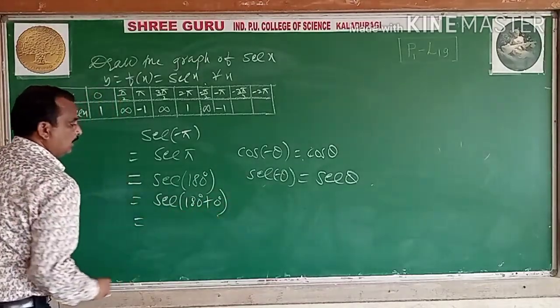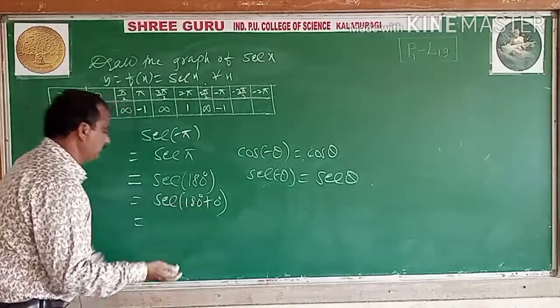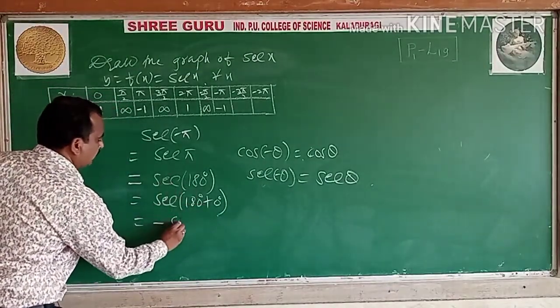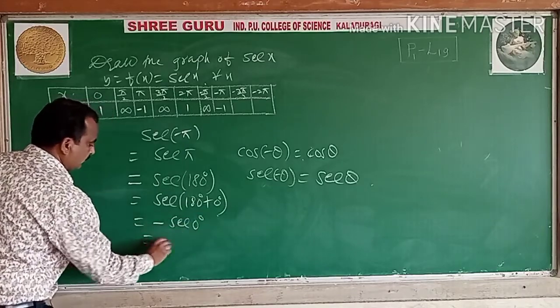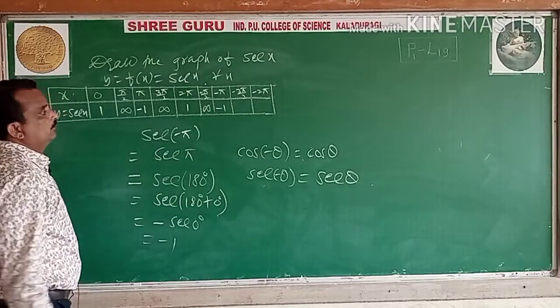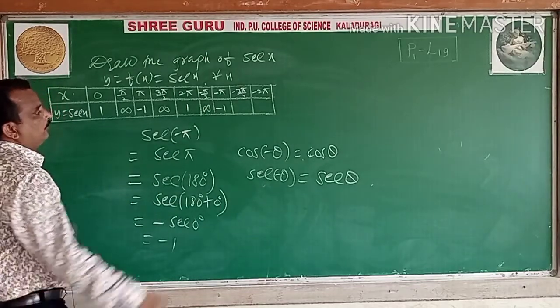Which quadrant? Either you can take minus, second quadrant, then also negative. Here I have taken plus, the third quadrant, then also it is negative. Sec 0 it is 1. Is it a minus 1? No, sec of minus pi. Clear, all of you? Next.